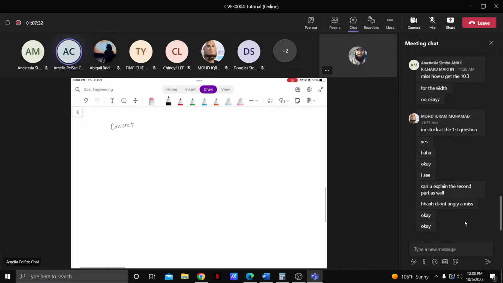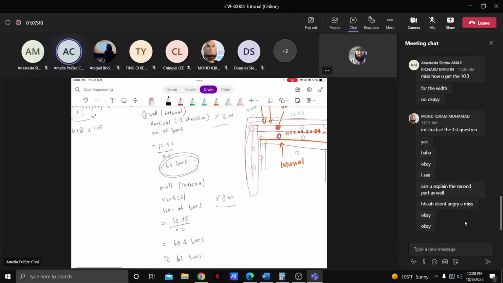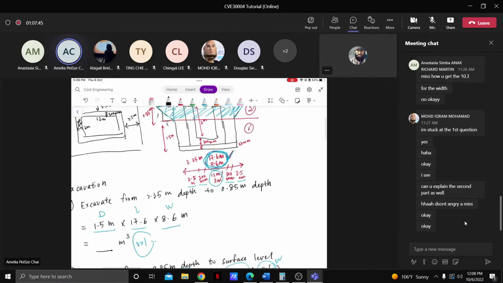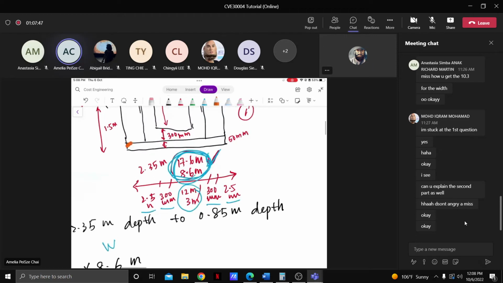So for the concrete, we have your G15 concrete for your blinding, right? Blinding. So where's the blinding area again? So the blinding area is somewhere here. This whole layer here. So easy.